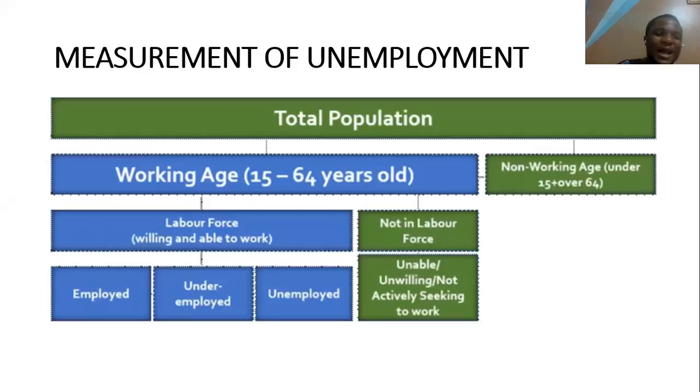Okay? And then we now have those that are not in the labor force. These are those between 15 and 64, but one, they are unable. That unable there is defined by they are incapacitated, which means they have had long-term sickness, or they are born imbecile. So we have them always in the society and the environment. Those are the ones that are unable.